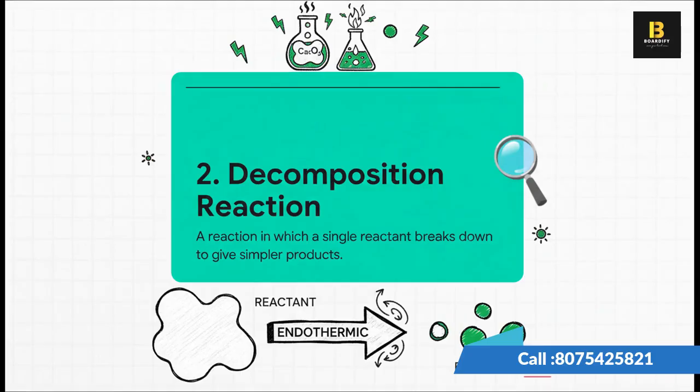So what's the opposite of combining? Well, it's breaking down. And that's exactly what a decomposition reaction is. One single compound breaks apart into two or more simpler things. But to break something down, you usually need to put energy in, maybe as heat or light or electricity. Since these reactions absorb energy, we call them endothermic.